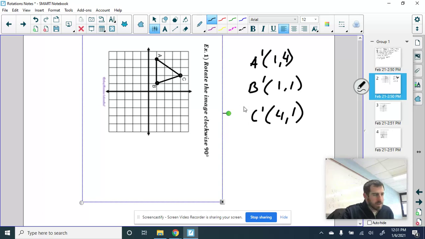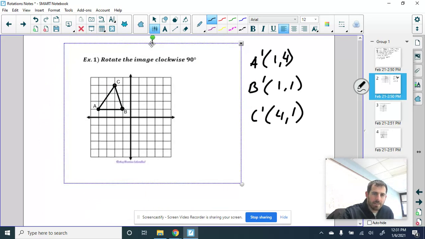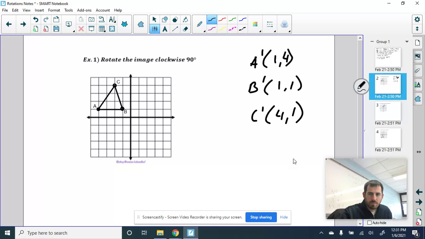Again, if at any point you need to pause the video, just pause the video. Step 3 is to rotate the graph back so it looks normal. And then the last step is you plot those points on your graph.